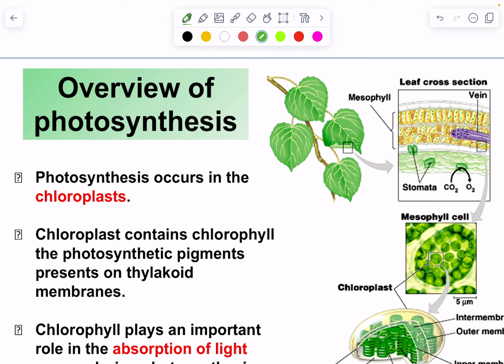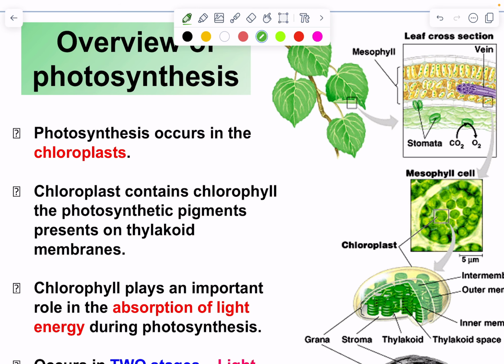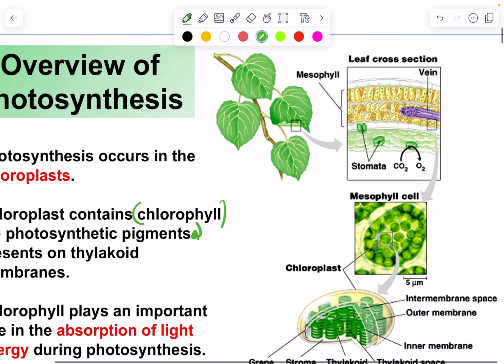In chloroplast, you can find a pigment called chlorophyll. Later on, you will know chlorophyll is just one of the pigments. It's not the only pigment. We have a lot of pigments. So chlorophyll is one of the pigments. It is actually present on the thylakoid membrane. So let's take a look here. This is how it looks like.